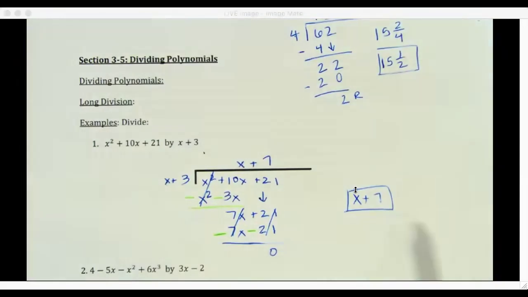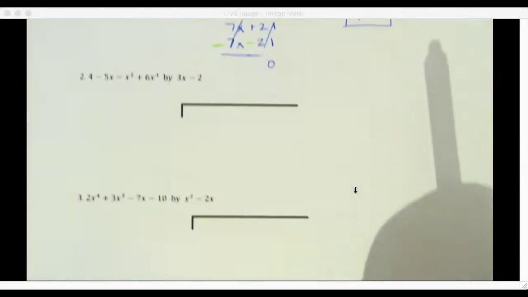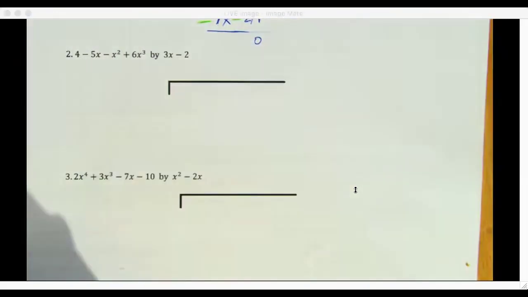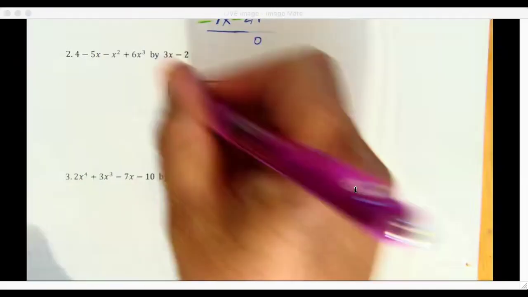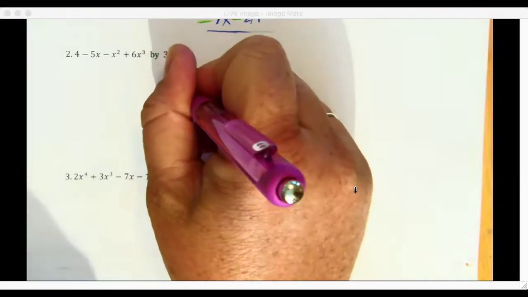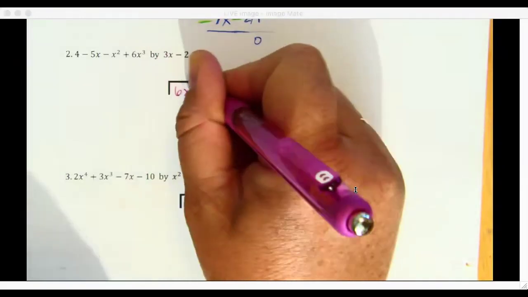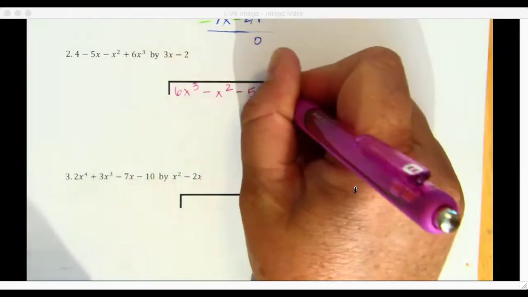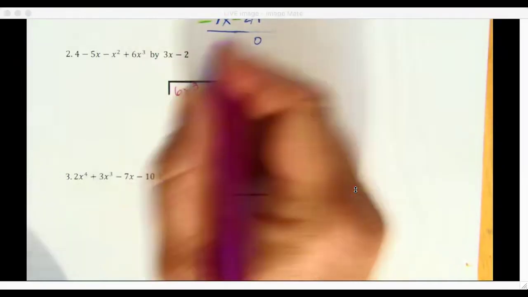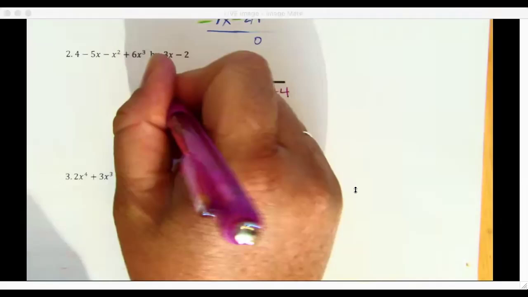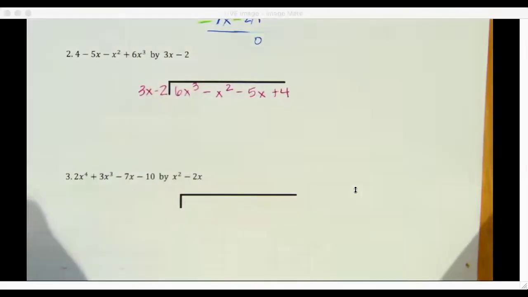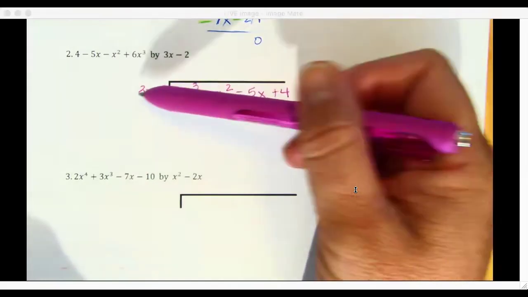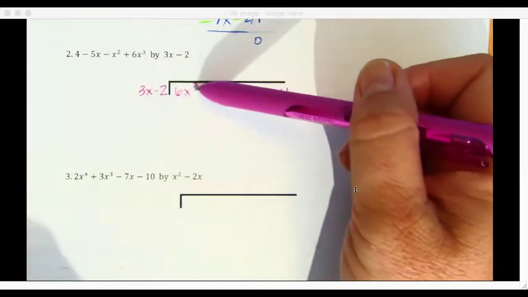Let's do another example. And here we can see that this is not in descending order. So the first thing I need to do is get this into descending order. 6x cubed minus x squared minus 5x plus 4. And we're dividing by 3x minus 2. So I'm going to go through this process again. I'm asking myself, 3x times what gives me 6x cubed?